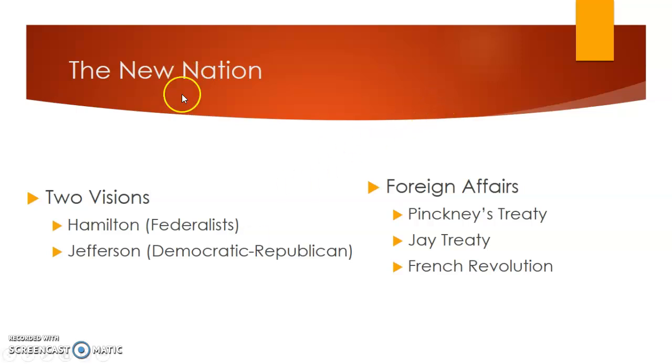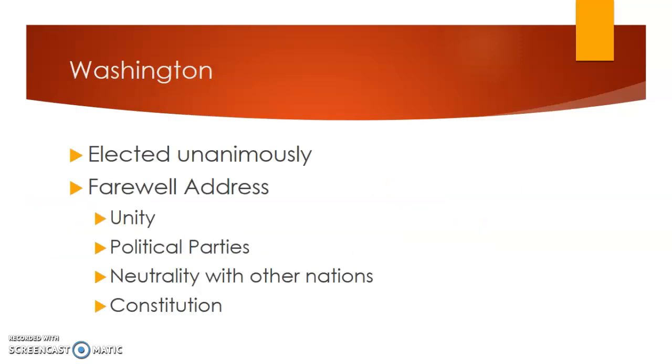But we will see that regardless of the vision that's being put forth, the new nation is going to be dealing with foreign affairs, negotiating a treaty, the Pinckney Treaty with Florida. That's going to expand that boundary to the west. Negotiating the Jay Treaty, which is going to evacuate the British from the forts out in Ohio. And then even staying clear of the French Revolution. So these are going to be some very important times for the new nation in terms of handling foreign affairs.